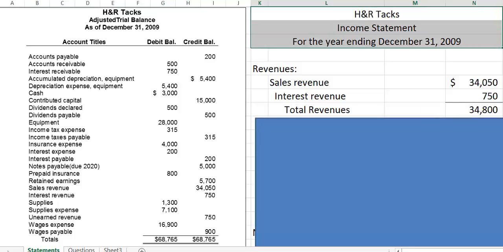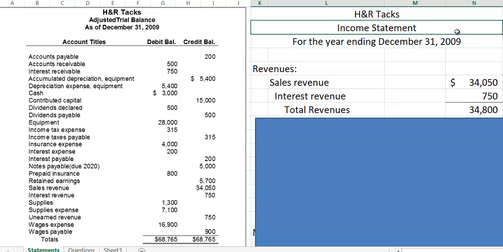Now, before we go further, I'm sure by now you're familiar with the format of the income statement, particularly the first three lines. It's the who, the what, and the when. So it's the name of the company, the name of the statement, and the period we're producing it for, which is for a year or for a period, right? Because it only looks at gathering revenue and expense information over a period of time.